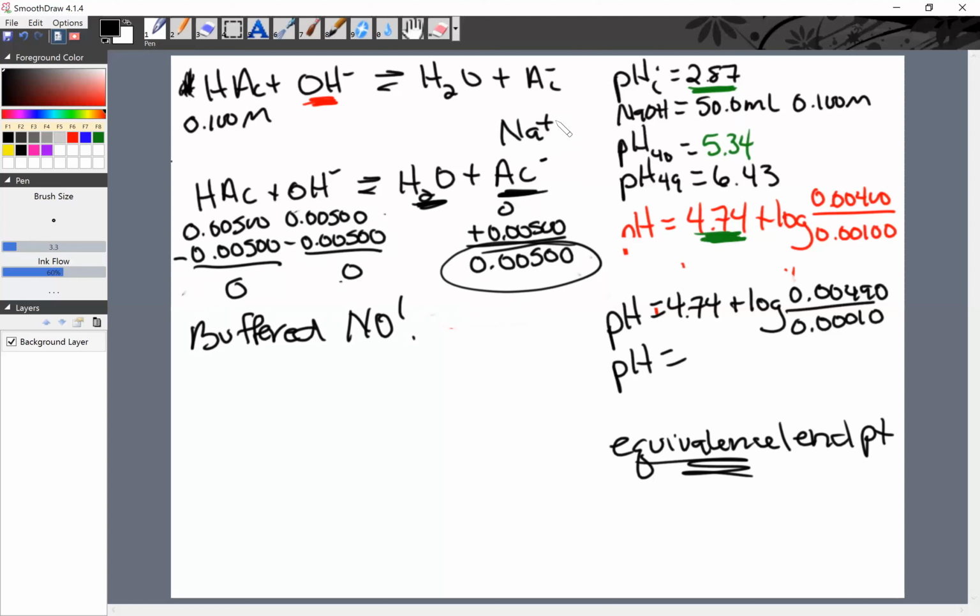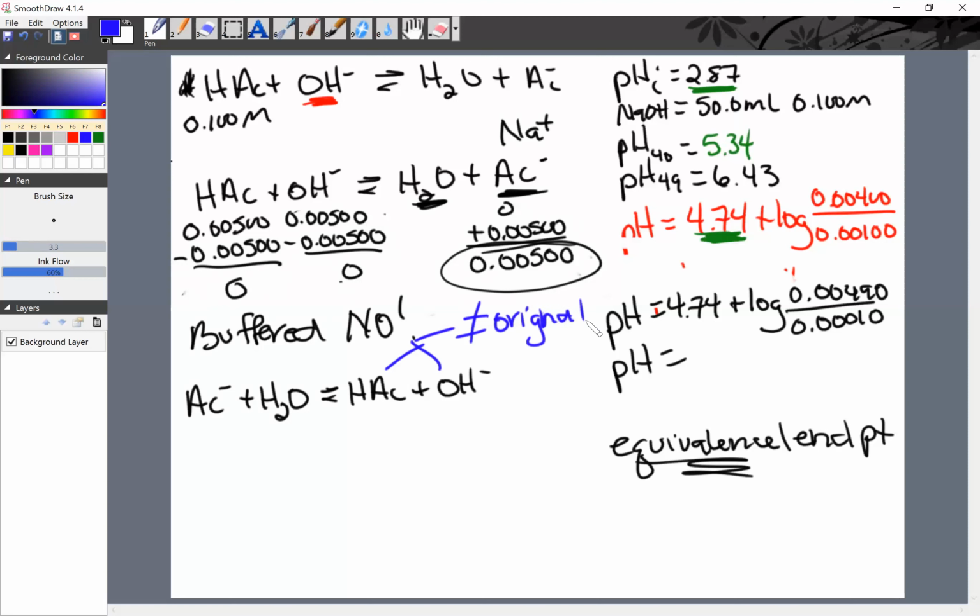So we are to our third equation. When we're done, the acetate is going to react with the water to make a little bit of acetic acid and some hydroxide. These are not the original ones. I have used up all of the original acetic acid and I've used up all the sodium hydroxide that I put in. These two came from the acetate reacting with the water. Okay, well, how much acetate do I have?